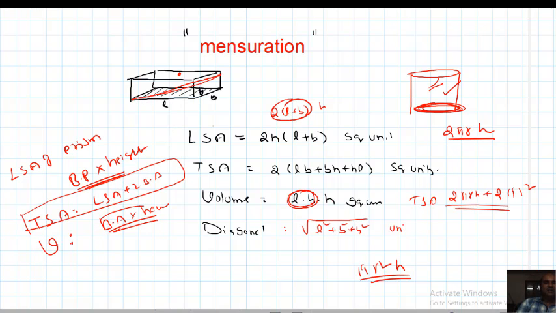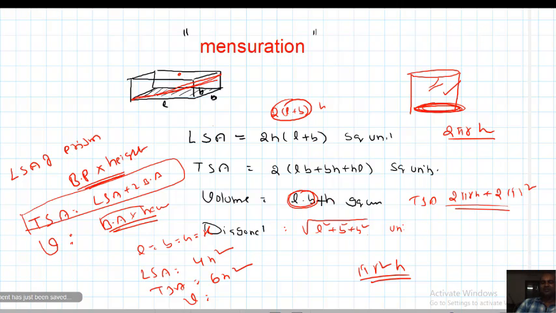One thing. Next, the diagonal of a cuboid is root over L square plus B square plus H square. If this cuboid turns into a cube, for example L equal to B equal to H equal to some x, the figure so formed is called a cube. So LSA of a cube, all are equal: 4x square, 4 side square. TSA: x square plus x square plus x square, 3x square into 2, 6x square. 6 into side square gives TSA of the cube. Volume, LBH, x cube.